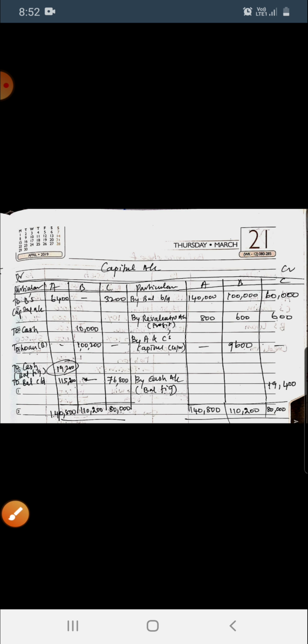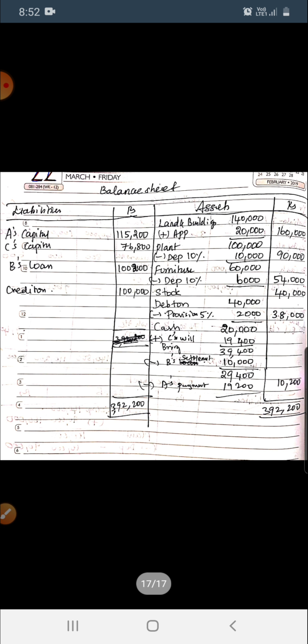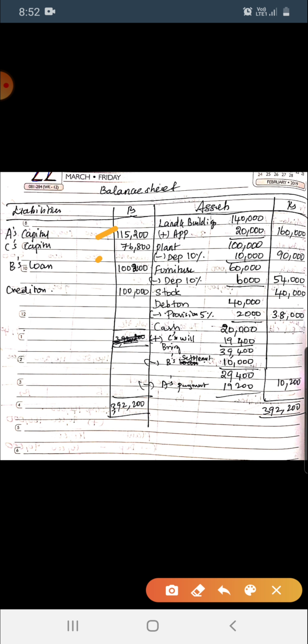Then finally we are going to prepare the balance sheet. For balance sheet preparation, as we know, the new capitals are given, so we record them. B's loan account we will record. Creditors as it is. Land and building, with appreciation 20,000, so 1,60,000. Plant 1,00,000, depreciation 10,000, 90,000. Furniture again depreciation 6,000, 54,000. Stock is 40,000 as it is. Debtors, for that the provision of 5% is there, so reduce it and record as 38,000.